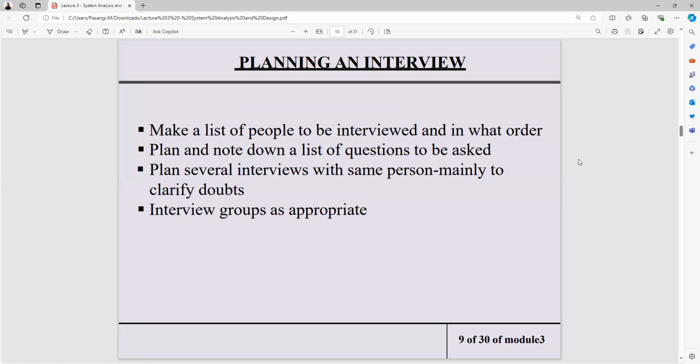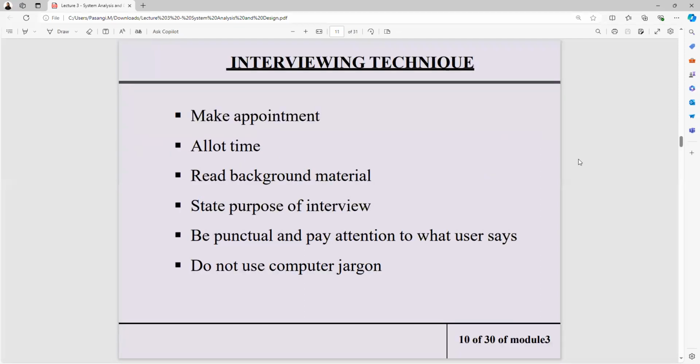So what would be the first one? Make a list. First, we need to make a list of people to be interviewed and in what order. Then we need to plan and note down a list of questions to be asked of them. Then we need to plan several interviews with the same person, mainly to clarify doubts. And finally, we need to interview groups as appropriate. That's how we plan those interviews.